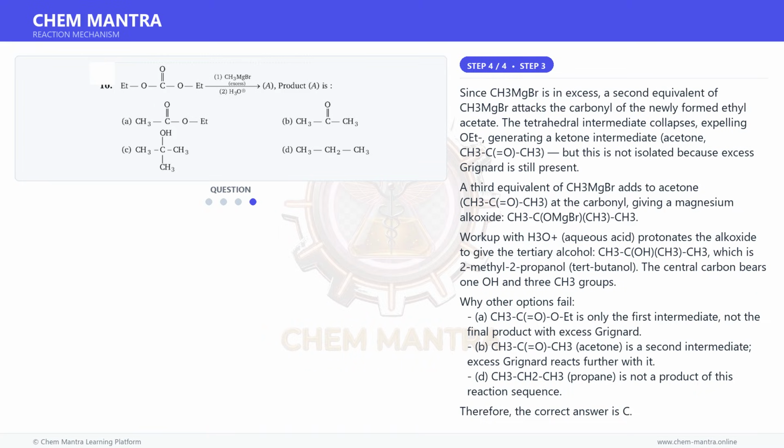Why other options fail? A. CH3C(=O)-OEt is only the first intermediate, not the final product with excess Grignard. B. CH3C(=O)-CH3, acetone, is a second intermediate; excess Grignard reacts further with it. D. CH3CH2CH3, propane, is not a product of this reaction sequence.